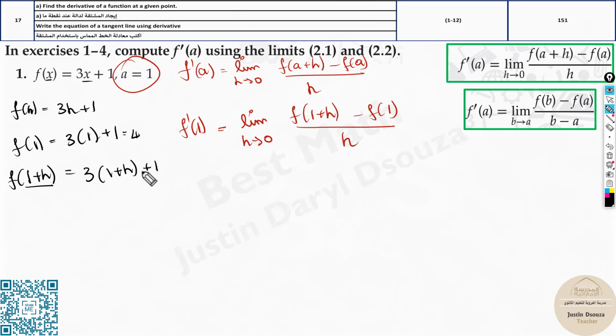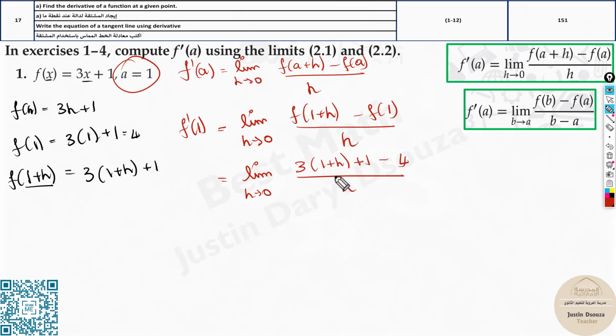Now we can simplify this further, but let's substitute it in the formula and then solve it. Let's continue here. We have got the limit as h tends to 0. Now what is f of 1 plus h? It is 3 times 1 plus h, plus 1, minus, what is f of 1? It's 4, and divided by h itself.